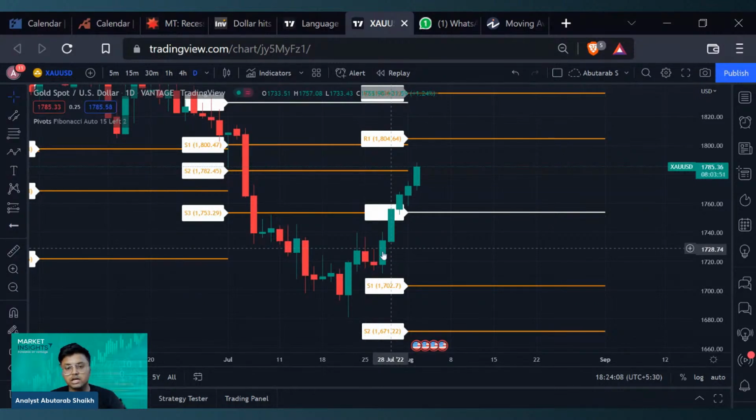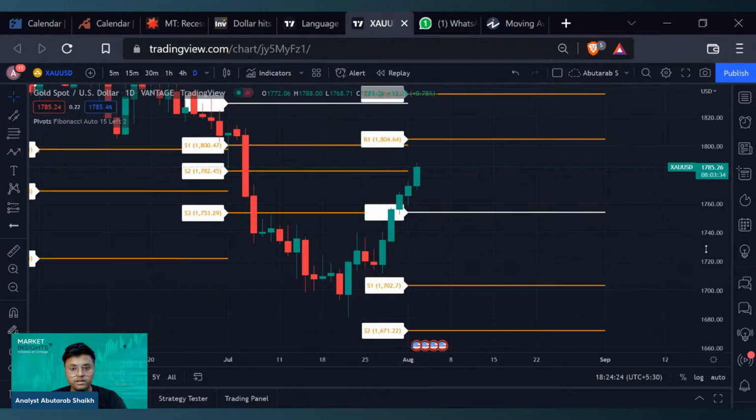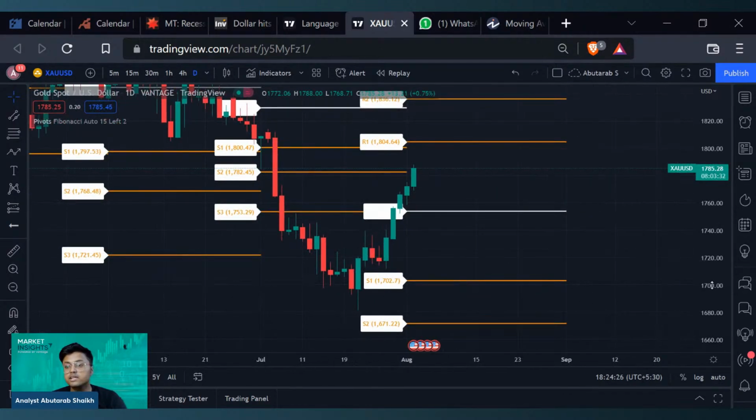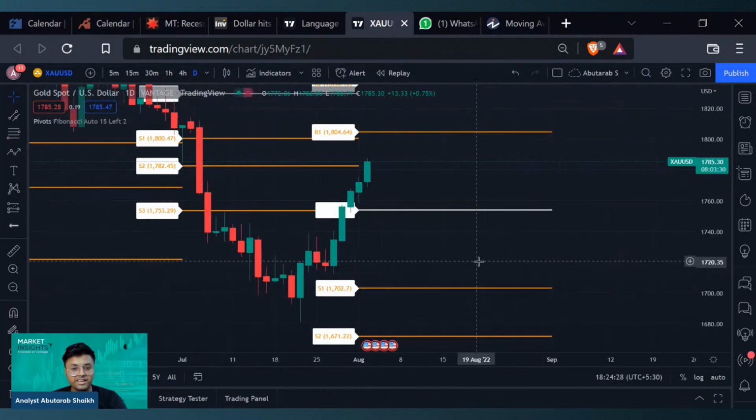Just look at the chart. So some choppy session happened and then it started picking up. For the last 5 days, it has been rising. The gold price has risen from 1711 to currently trading at 1785, which is a very good, very strong rally. Again, this is a very steep rally. You understand my point.